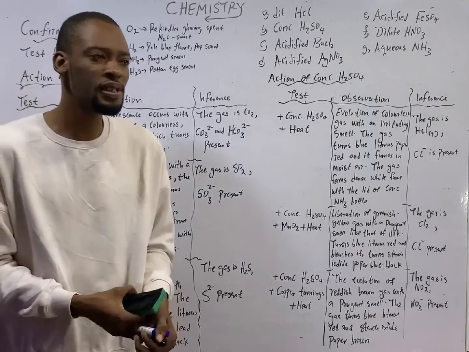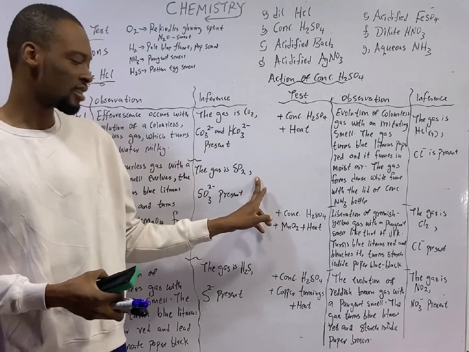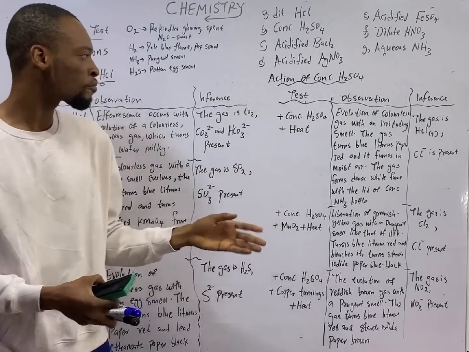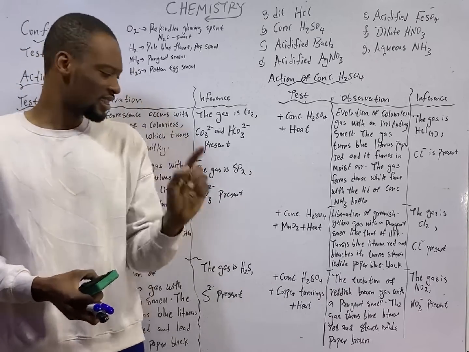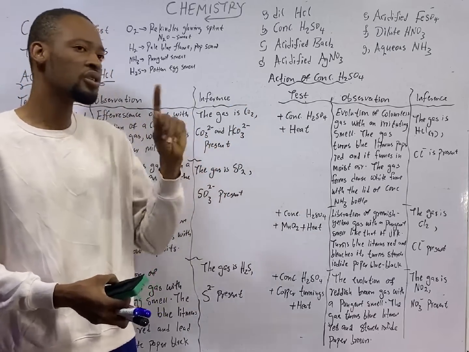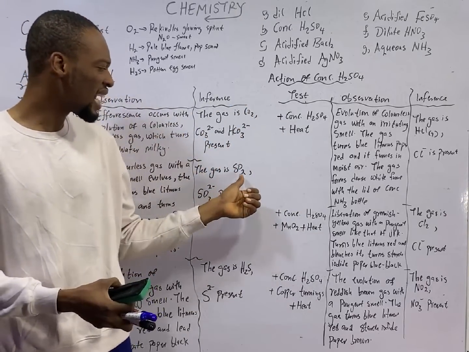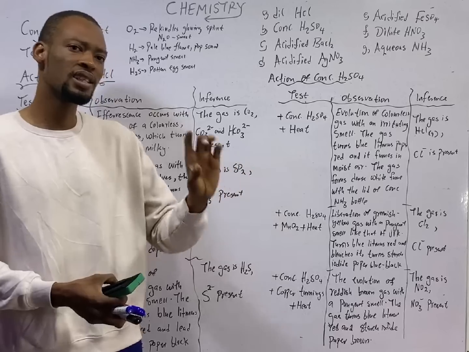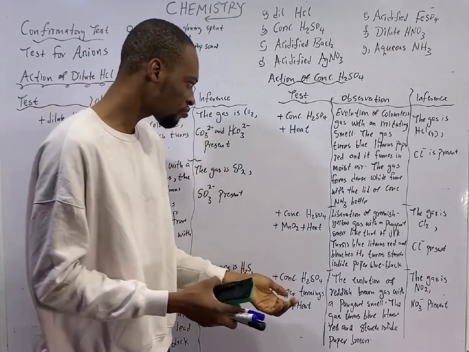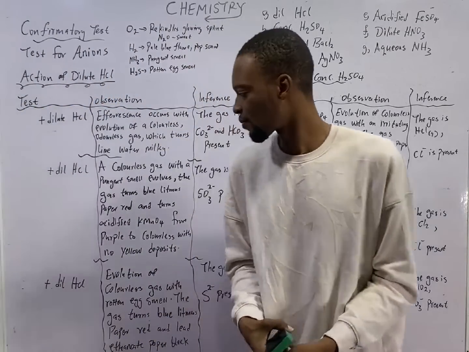The gas is simply sulfur oxide gas, and the ions present will be SO3 2-. Anytime a gas like CO2 is suspected, the ions present will be CO3 2-. When the gas SO2 is suspected, the anion present will be SO3 2-. Then you hear another assay.